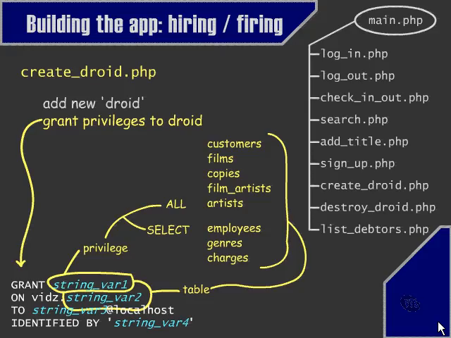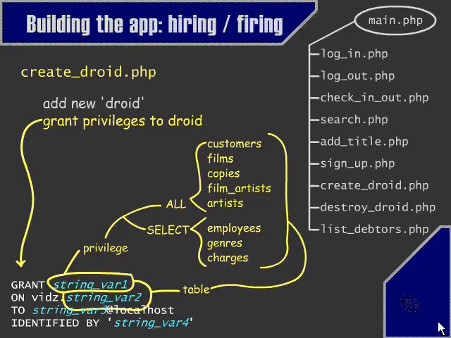We only need select privileges for the droids on employees, genres and charges. We don't want them to be able to change how much the videos cost to hire. We don't want them to be able to change the structure of the genres table, and we don't want the employees to have any kind of access to their own data, apart from the select access, which allows them to log on in the first place. So essentially the two lists of tables are split up depending on whether we grant them all privileges or only select privileges.